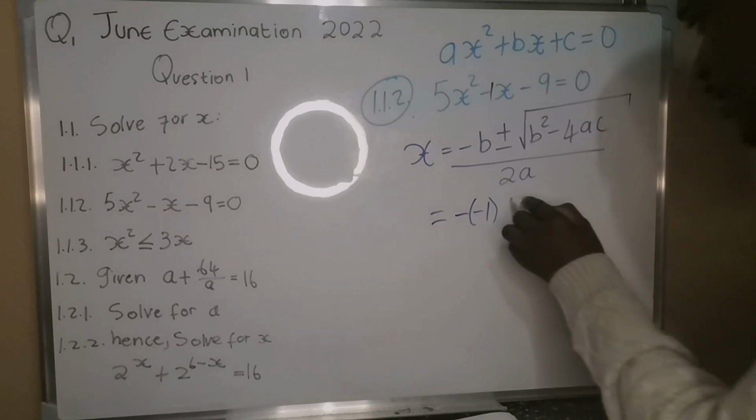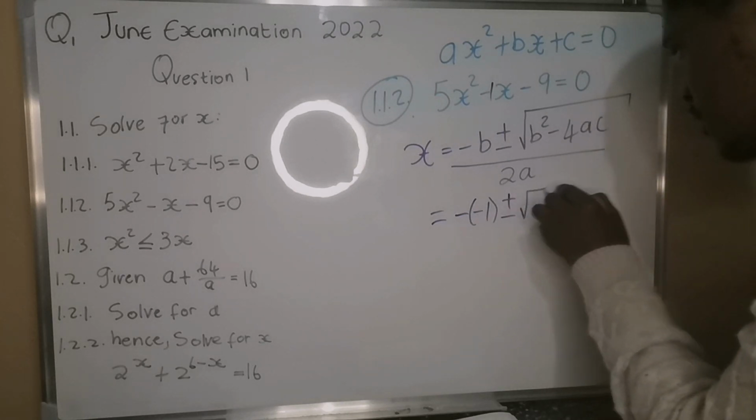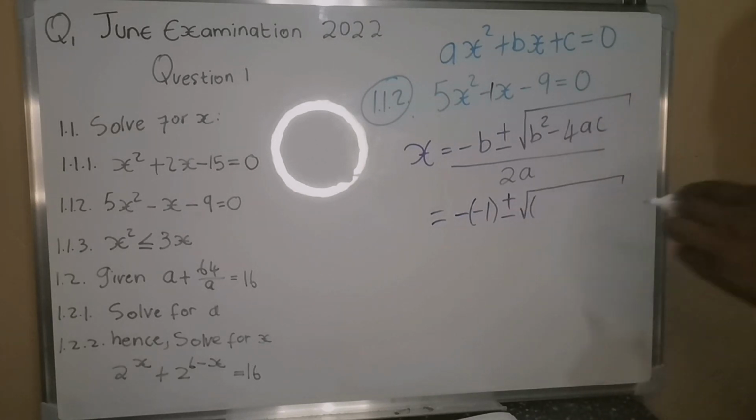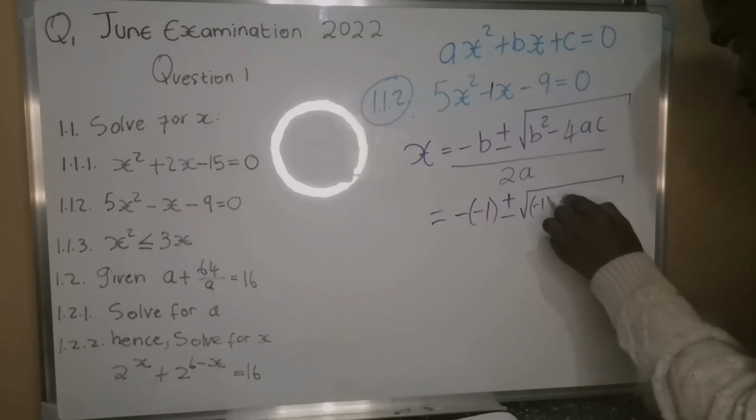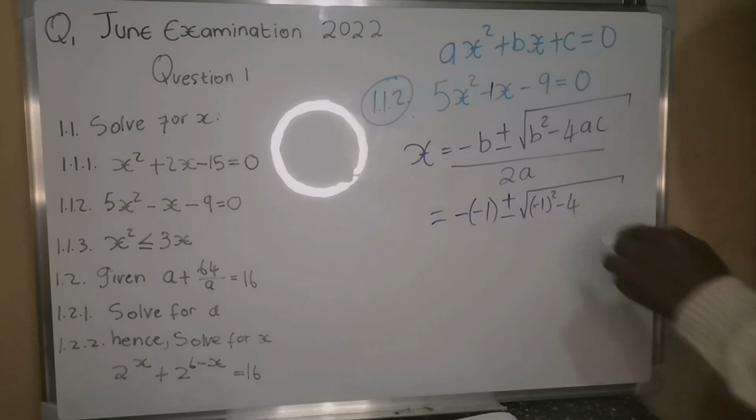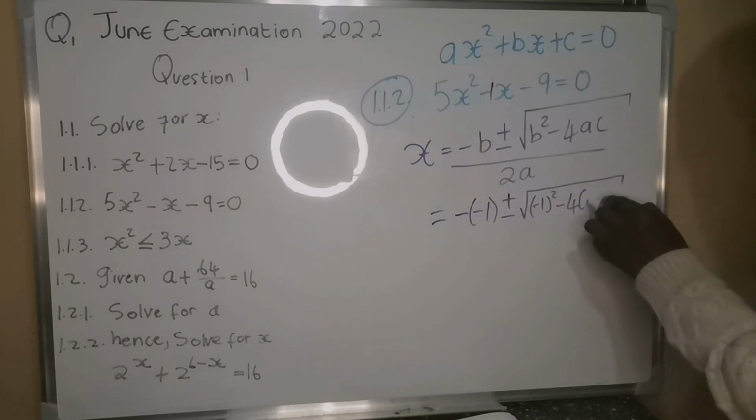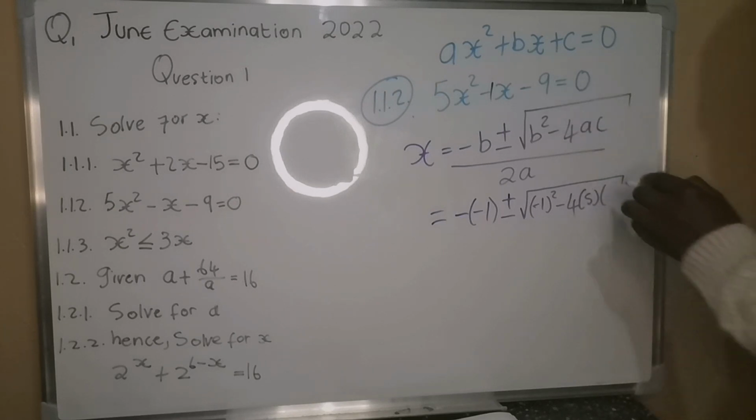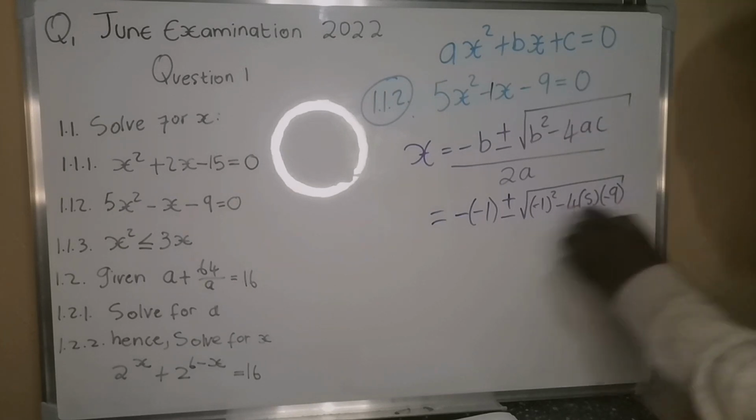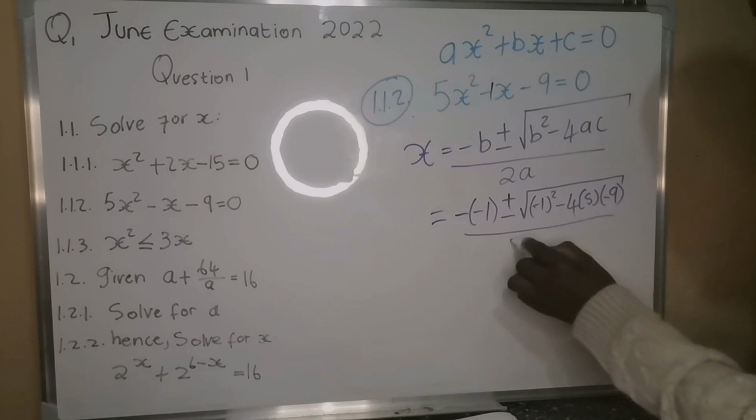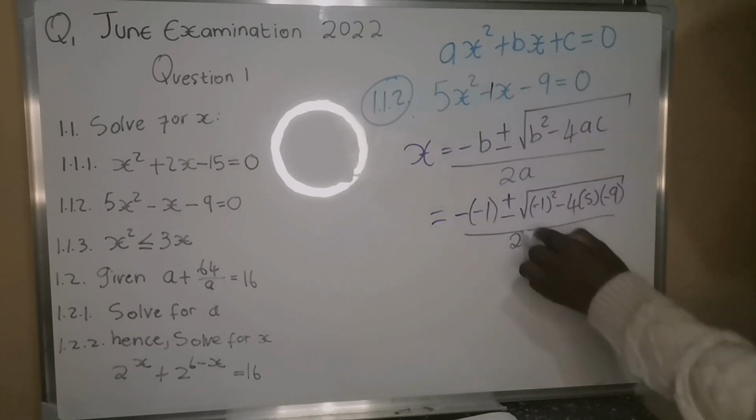Then plus or minus the square root of, what's the value of b? It is also -1, squared, minus 4. What's the value of a? It is 5. What's the value of c? It is -9. All divided by, what's the value of a? 2 times 5.